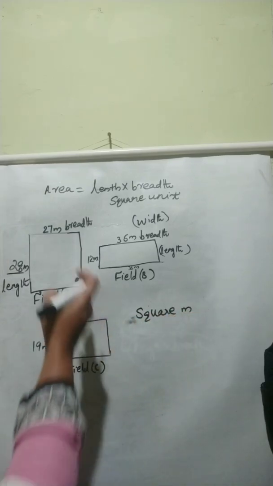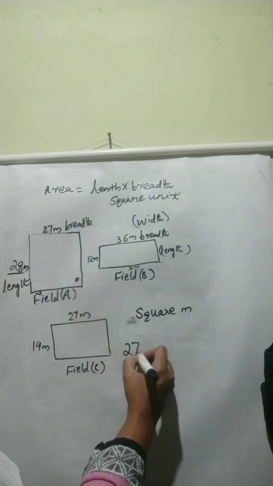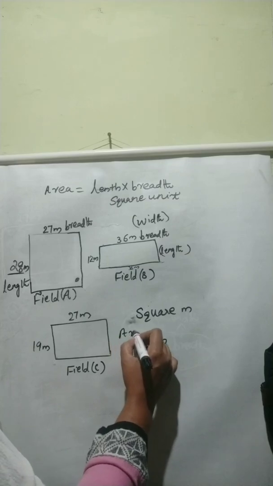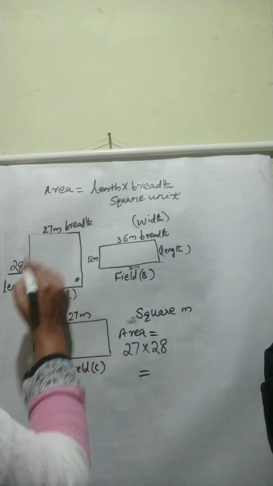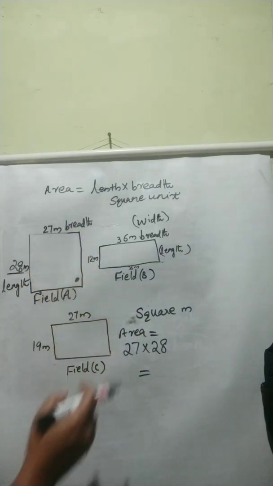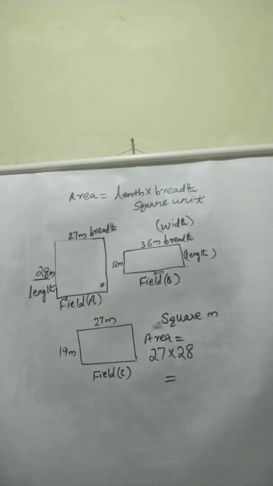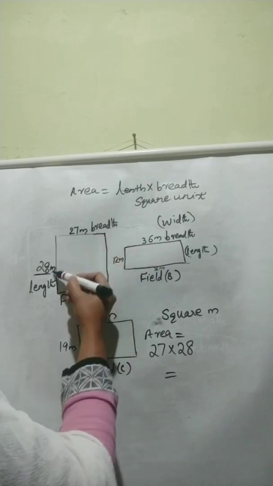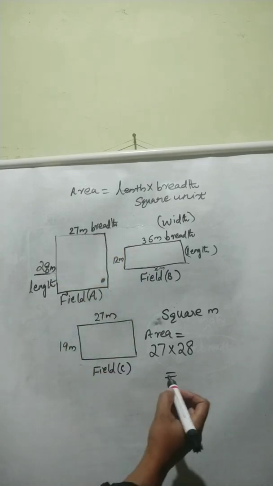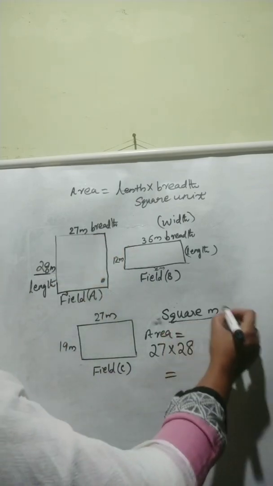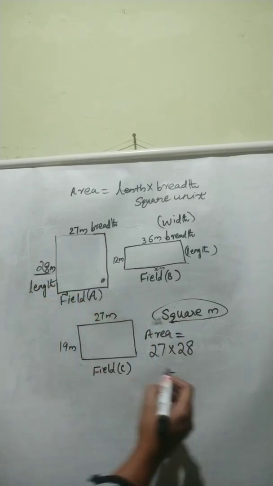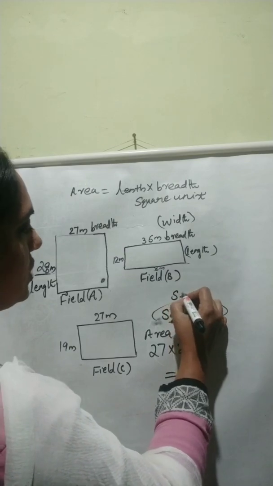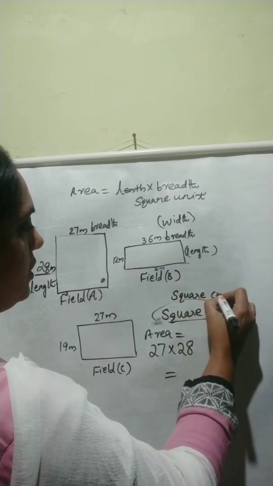What is this? 27 into 28. We need to find the area of this field, so we have to multiply both sides. Then we have to write the unit. We need to understand it. Here we are multiplying meters, so the unit will be square meter. If these are in centimeter, we have to write square centimeter.